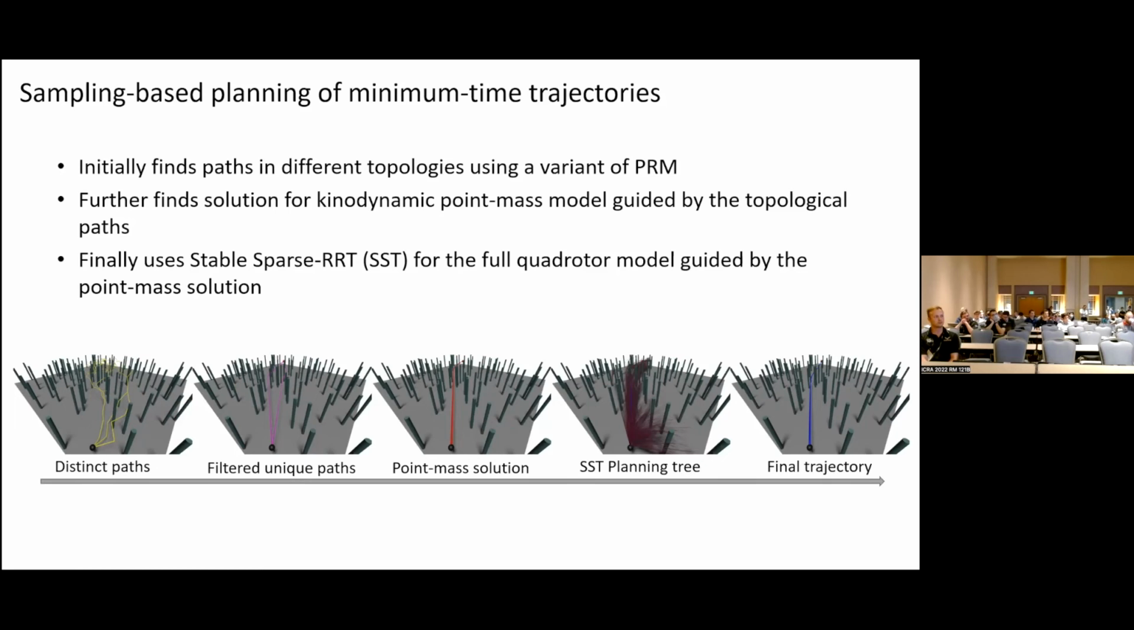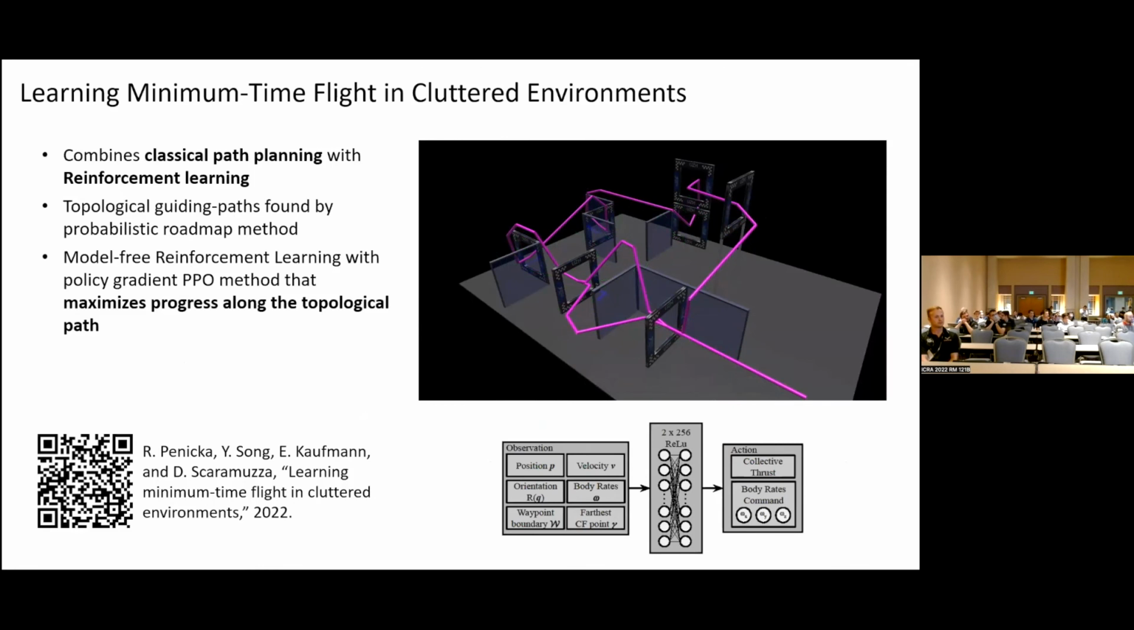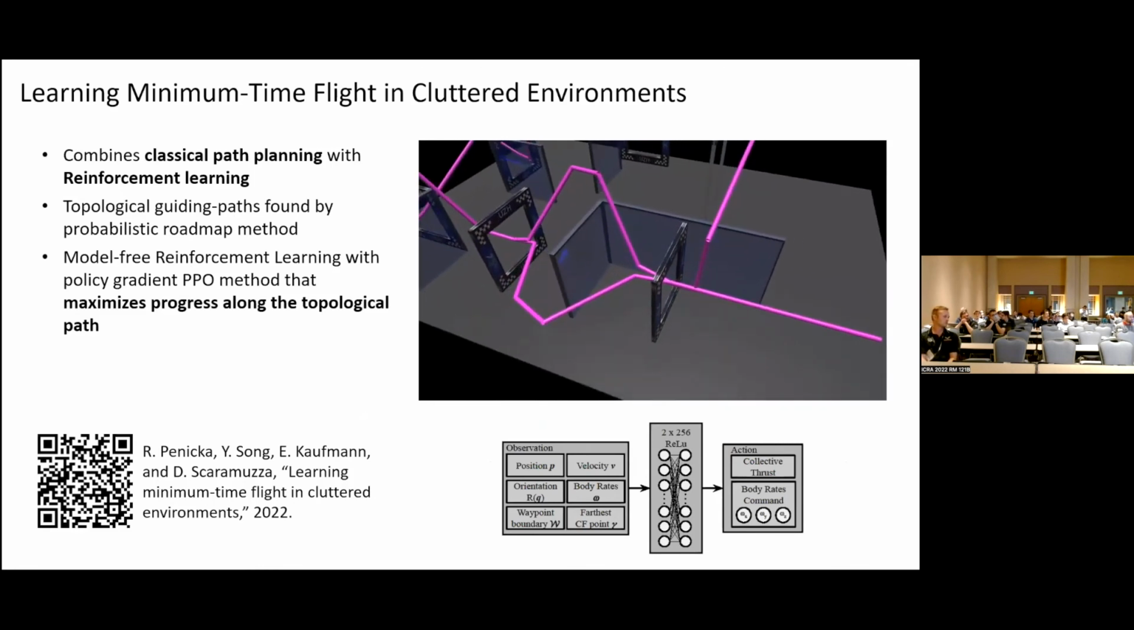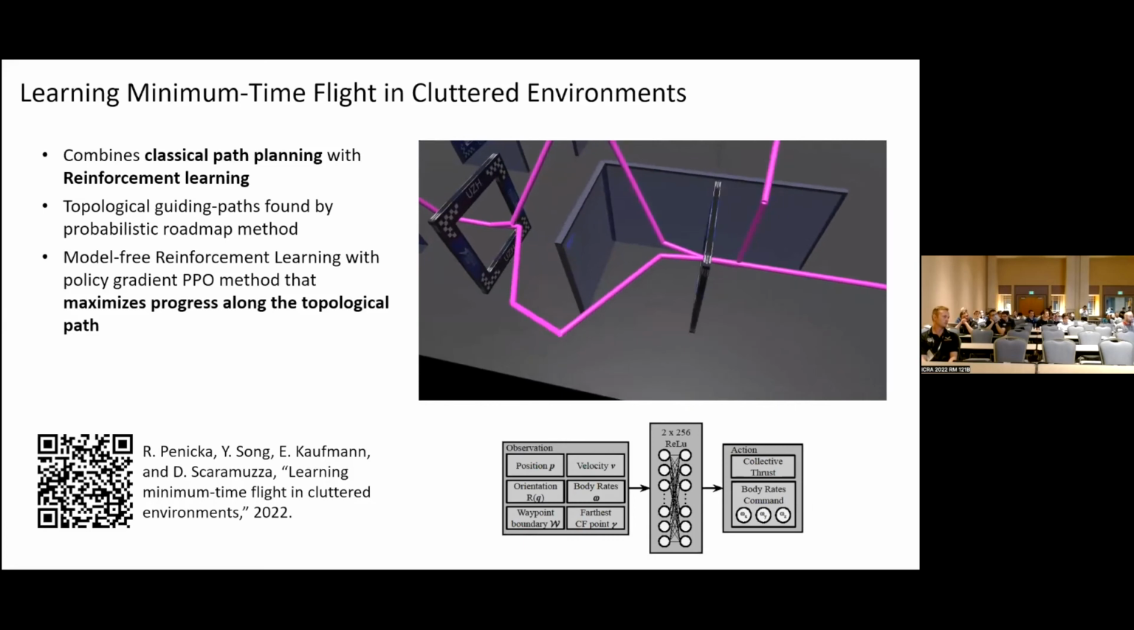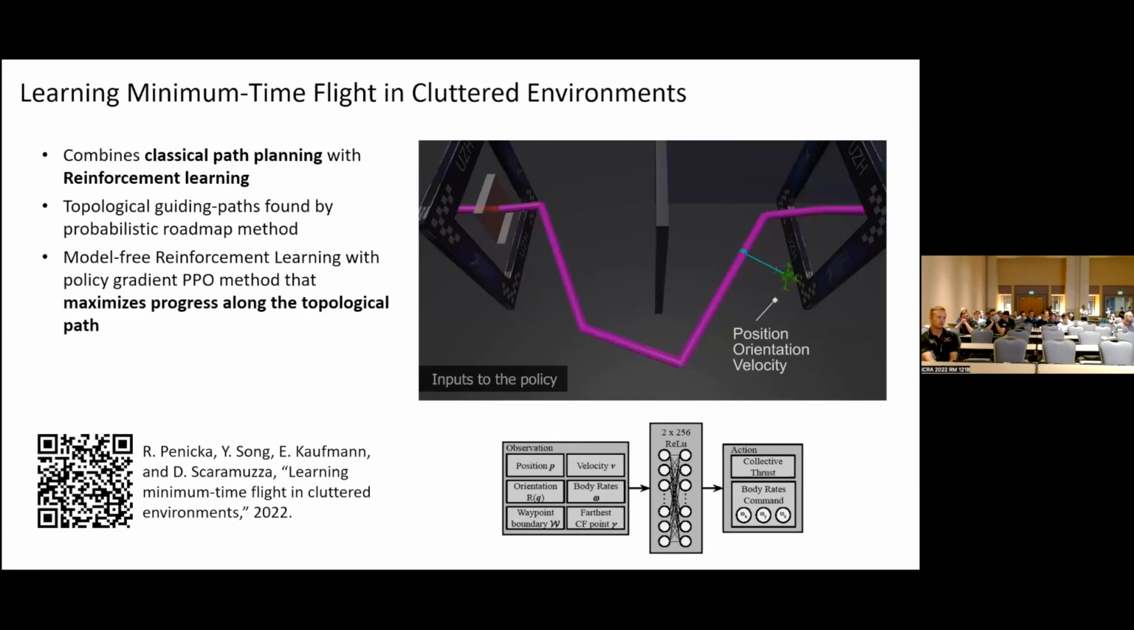The second method that we tackled is a learning-based method with reinforcement learning, where we combine two approaches. The first of them is classical path planning, so basically the first hierarchy in the sampling-based method, together with reinforcement learning. The first part is using a probabilistic roadmap method to find this logical path. And then on top of it, there is a reinforcement learning that learns how to fly, so not only the planning, but also the control. So we can later on deploy it in the real world using a real quadrotor at its limits.